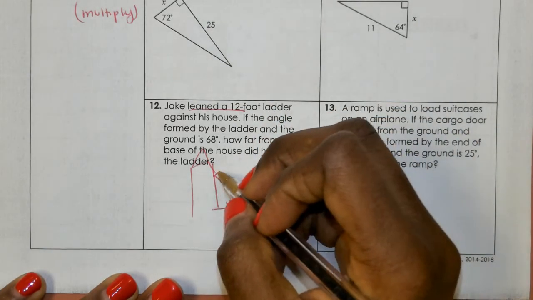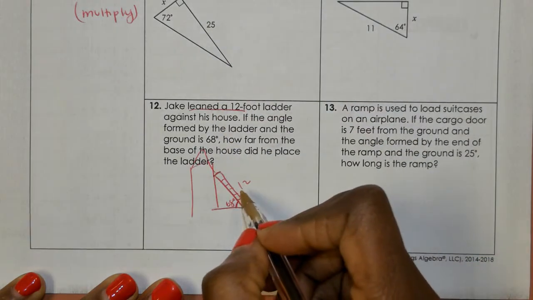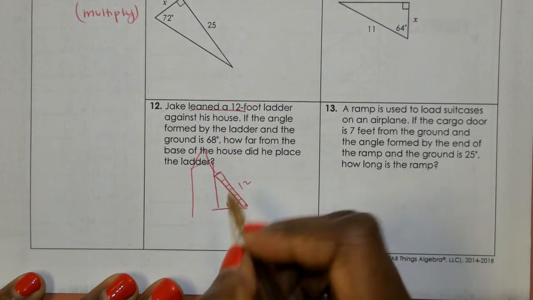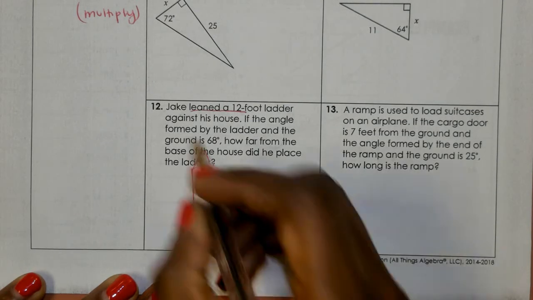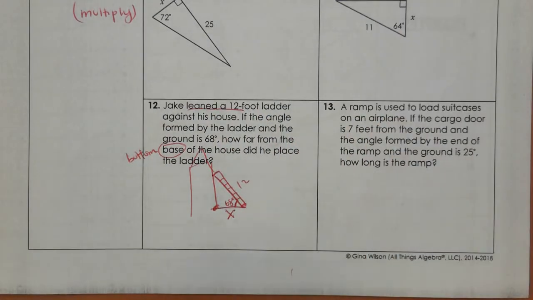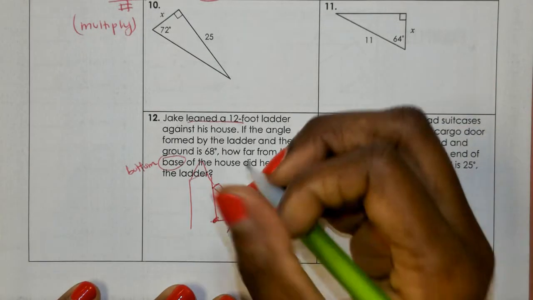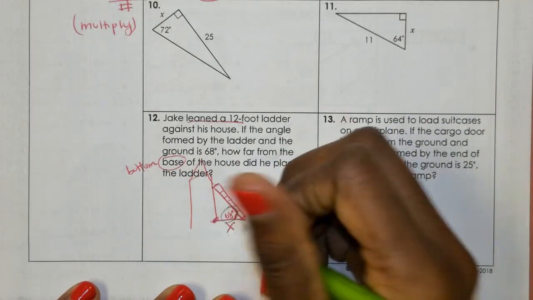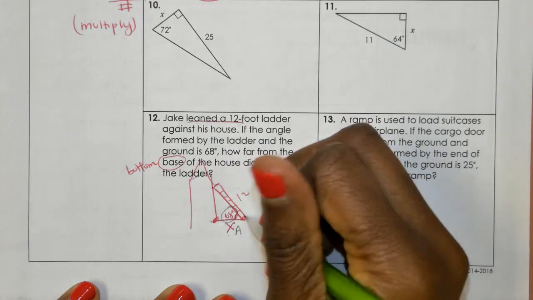So you don't place ladders up here, that's just where they fall once you place the bottom. So this is the side we're looking for, because we want to know how far from the bottom of the house, the base, every time we see base, it's bottom, did he place the ladder. So we're doing trig, but we have these two sides as the two sides we're looking for. So from the 68, this leg is next to the 68, so it's adjacent, and this is the hypotenuse.